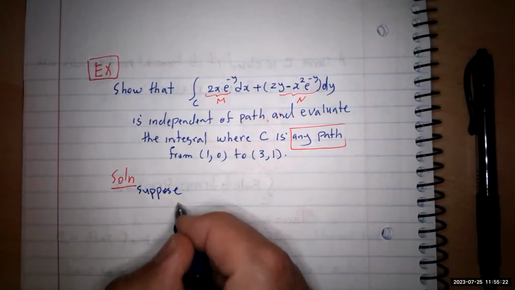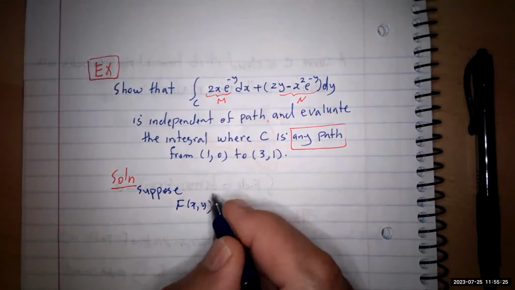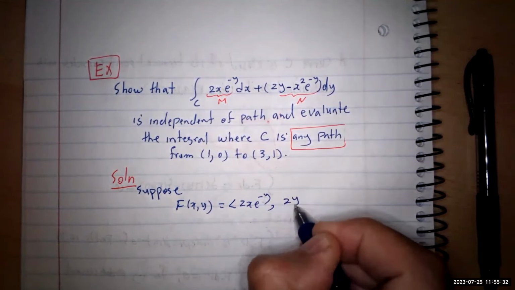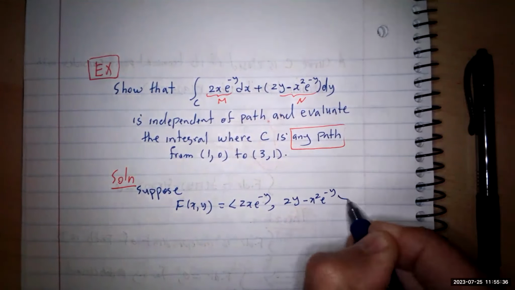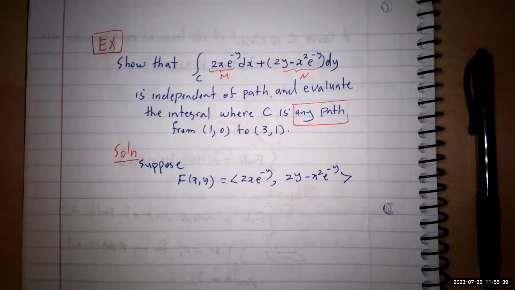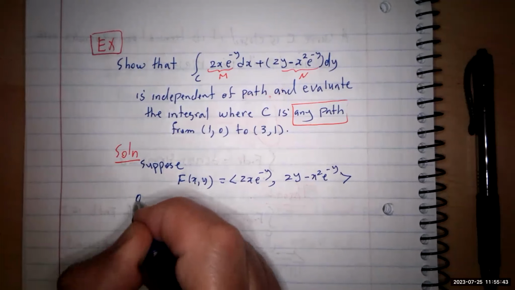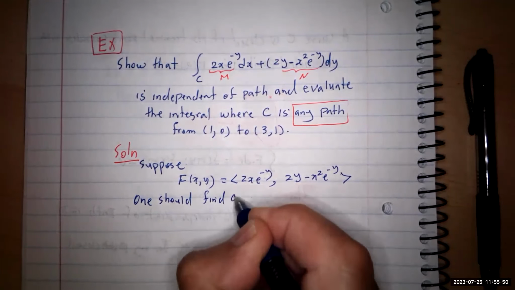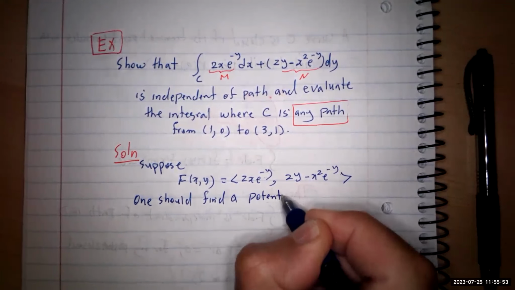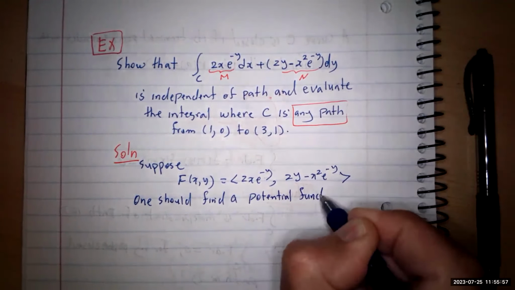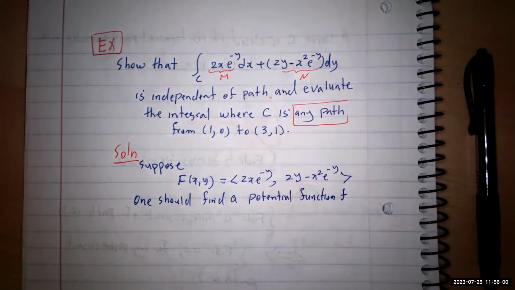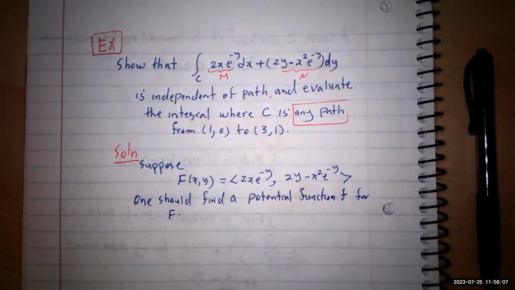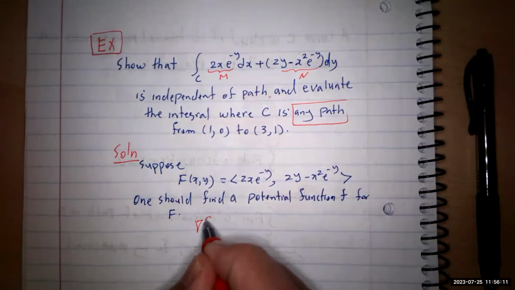Okay. So suppose the vector field that you have is this one, F of x comma y, which is going to be 2x e to the negative y, comma 2y minus x squared e to the negative y. It's going to be a potential function. So what you have to do is you have to show that, or one should find, a potential function F for the vector field F. That's it.